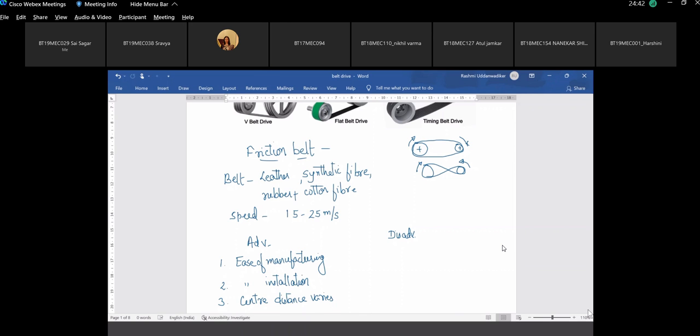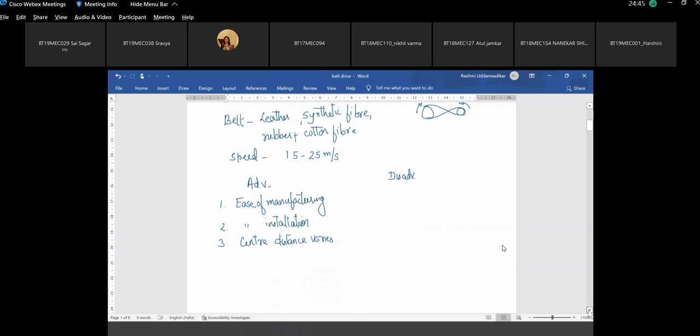Little variation in center distance is allowed. Another advantage, this is a better option for long distance power transmission. Better than gear drive, because a gear train would always be a costly affair.